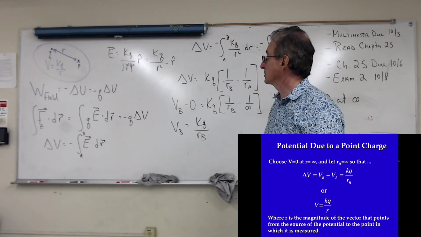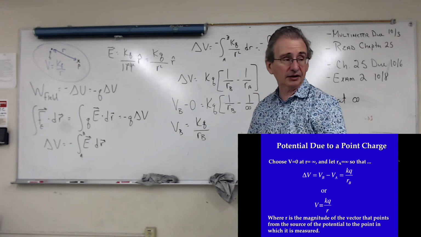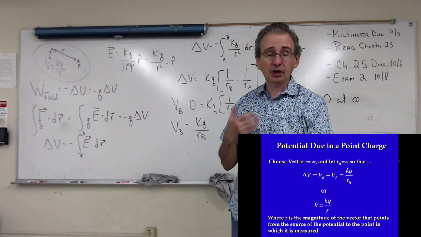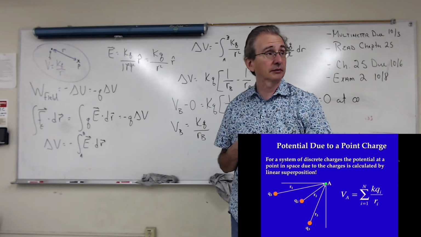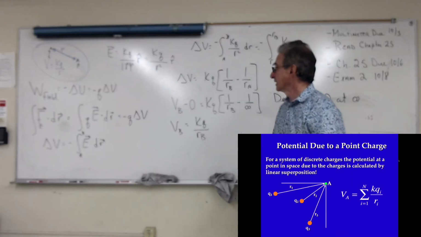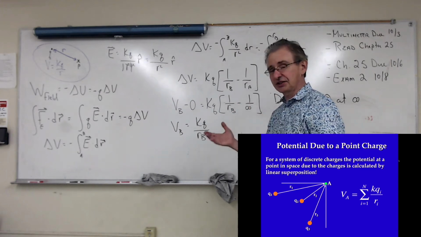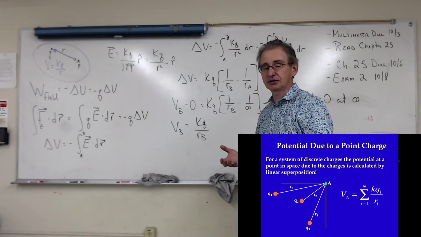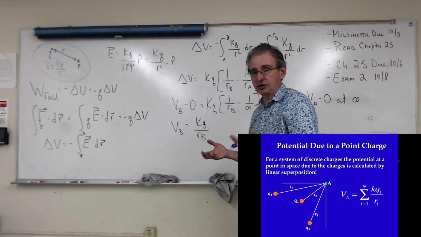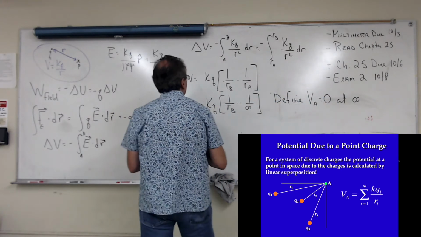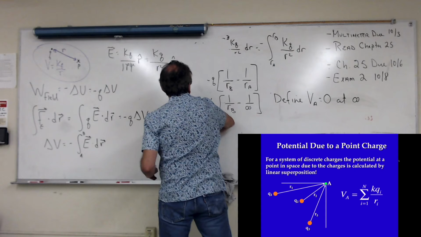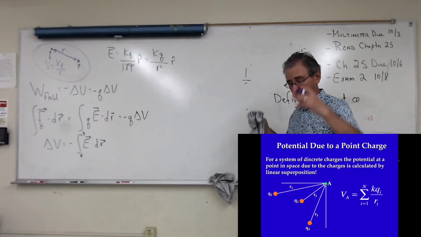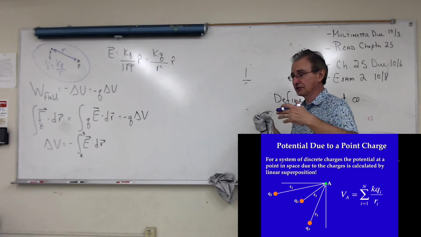One of the things to remember is that R really is the magnitude of the vector that goes from the source of the potential to the point at which the potential is measured. This is a scalar. Calculating the electric potential is very easy because it's just a number; you just add a bunch of numbers together. So, for example, if I have a system of charges, discrete charges, meaning a system of particles you can count.